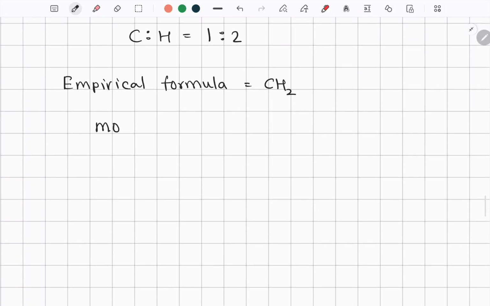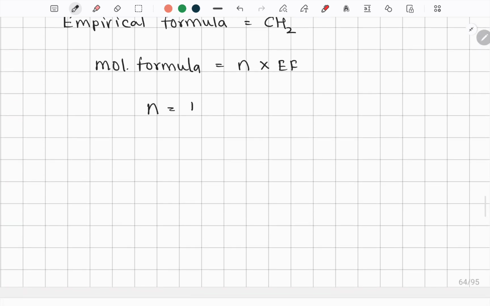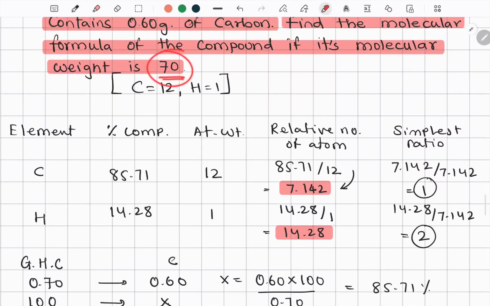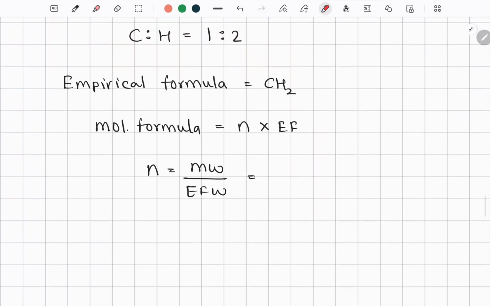In order to calculate the molecular formula, we multiply the empirical formula by n. We have the empirical formula, but we have to calculate the value of n. How can I calculate the value of n? So n is equal to molecular weight divided by empirical formula weight. Do I know the molecular weight? Yes sir, it is given in this question, which is 70. Perfect. So if the molecular weight is 70, what is the empirical formula weight?